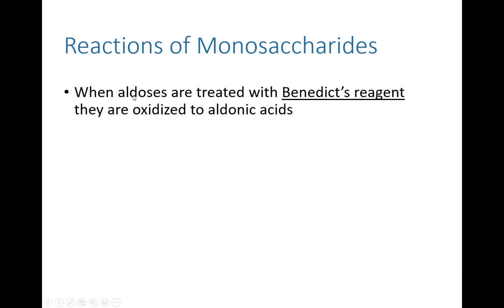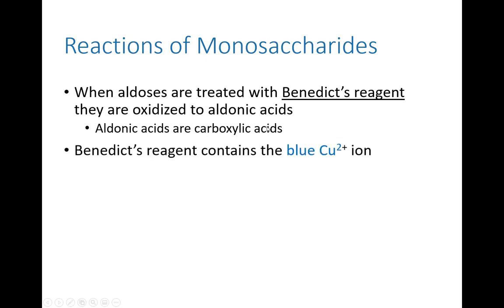Now we look at another redox reaction. If we take an aldose and add Benedict's reagent, it will be oxidized to an aldonic acid, where an aldonic acid is simply a carboxylic acid. This is just a fancy name to describe a reaction that we have already seen. So, as you might recall from a lab experiment, Benedict's reagent is blue, and that is because of the presence of the copper 2 ion. And when Benedict's reagent reacts with something which it can oxidize, it will reduce to the red copper 1 oxide.